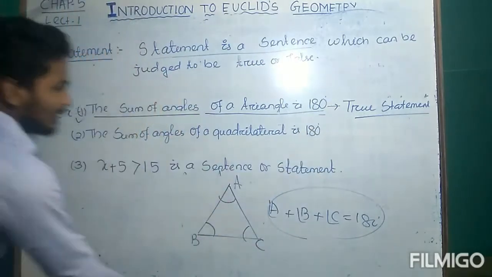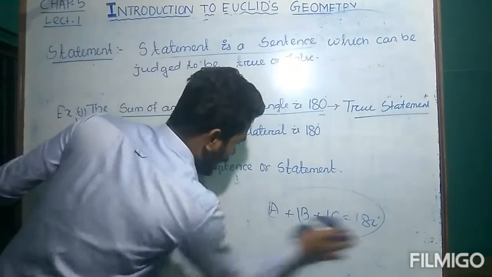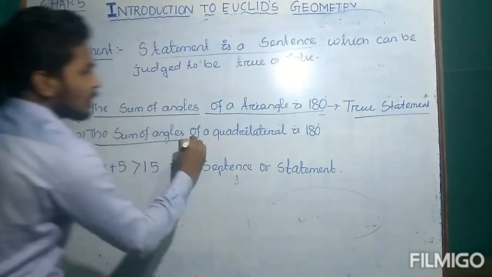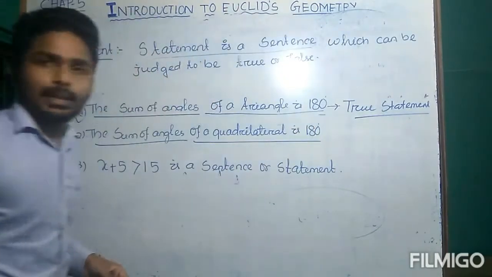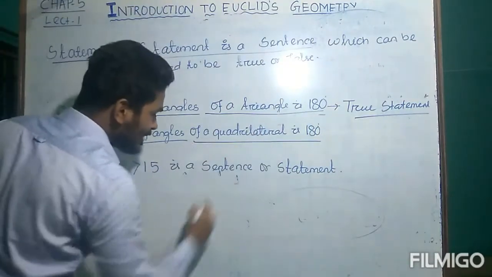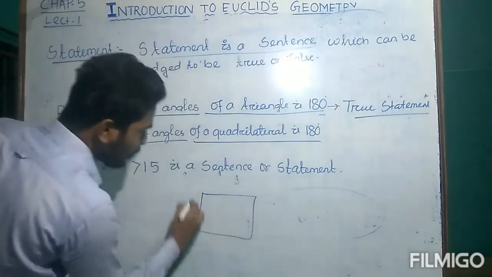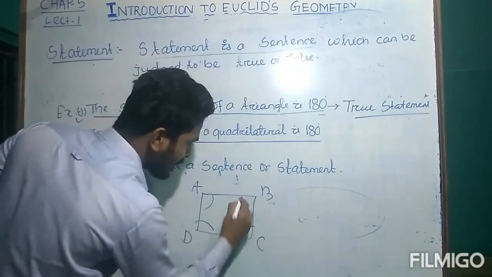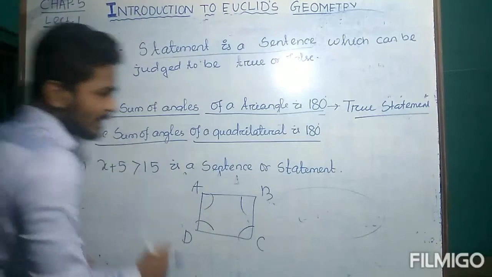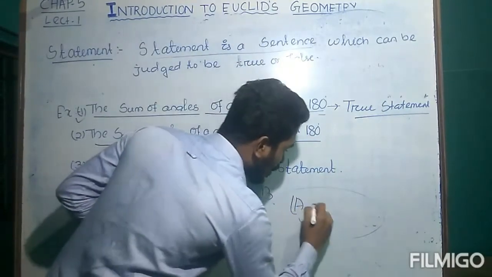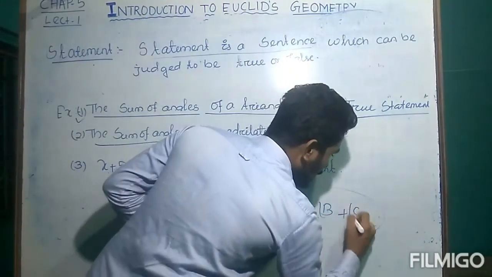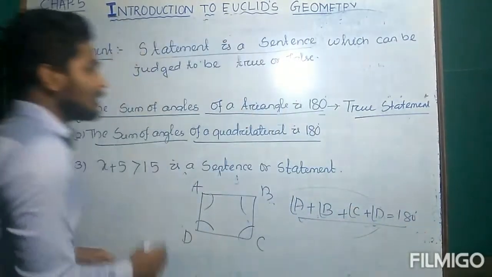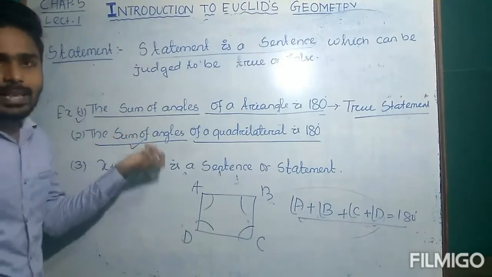Okay, next. The next example is: the sum of angles of a quadrilateral is 180 degrees. A quadrilateral means a polygon having four sides. So it has four angles, and according to the sentence, the sum of all its angles is 180 degrees. Now you just identify whether it is a sentence or a statement.